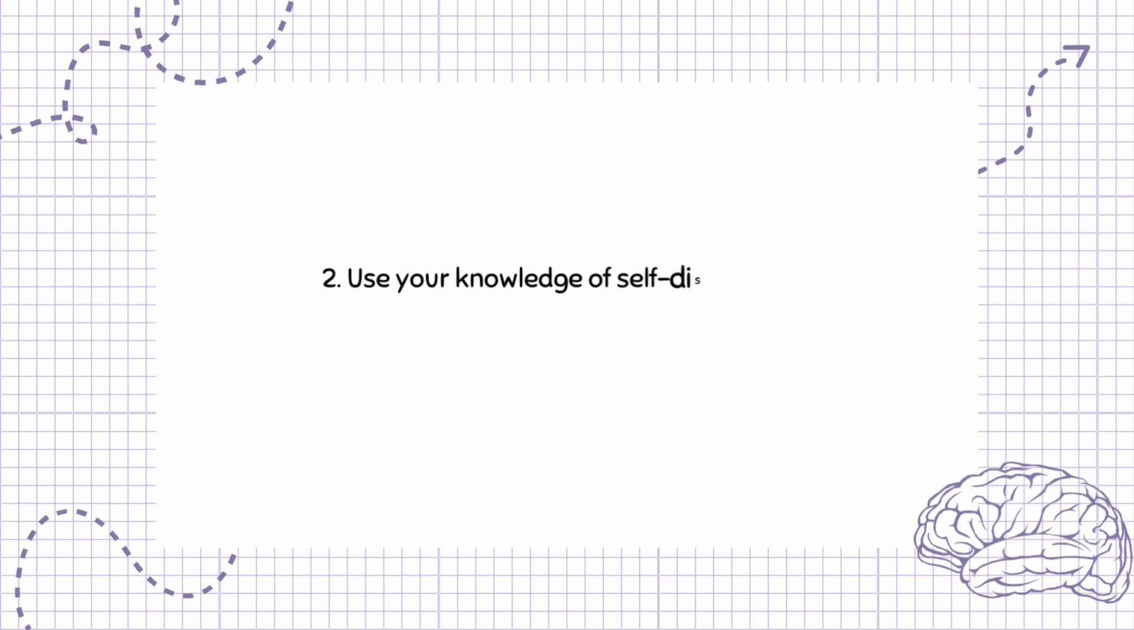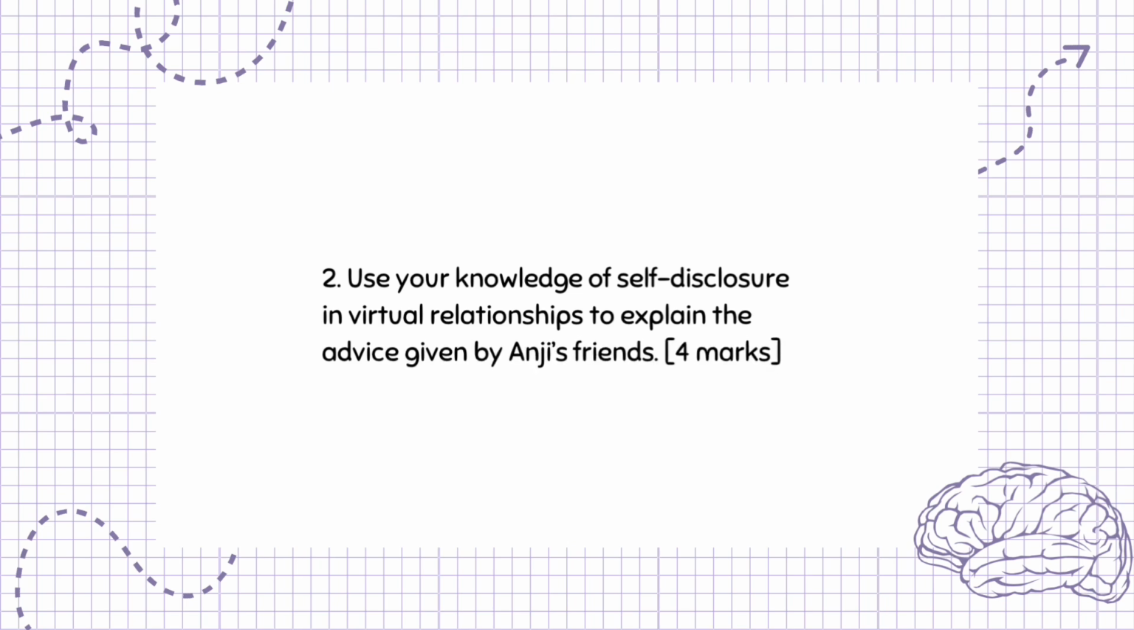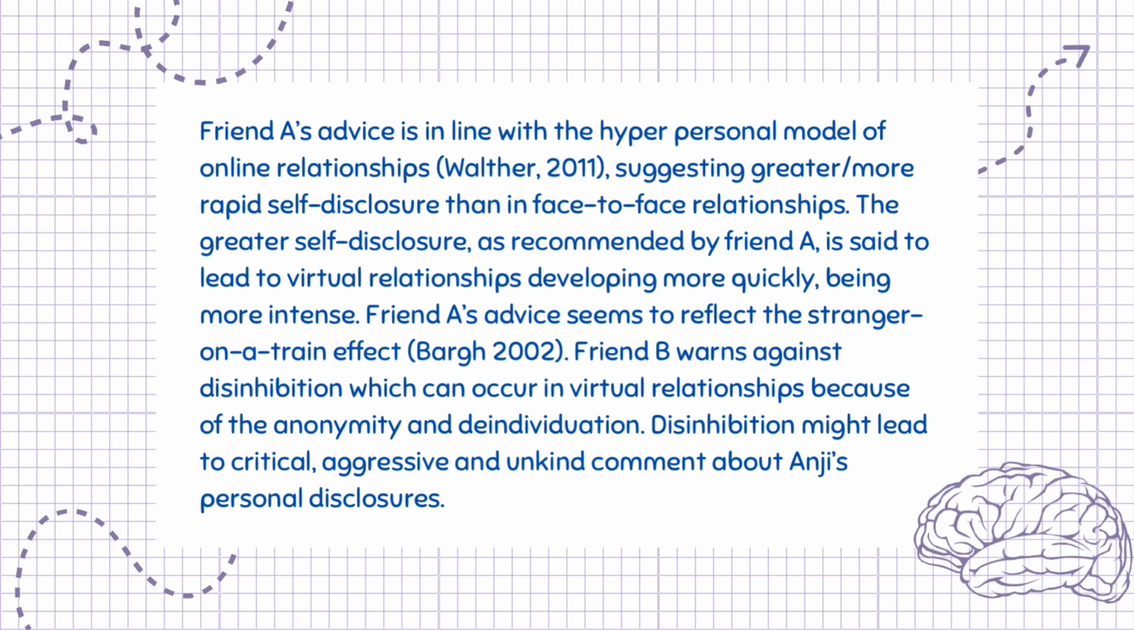Question 2. Use your knowledge of self-disclosure in virtual relationships to explain the advice given by Angie's friends. 4 marks. Friend A's advice is in line with the hyper-personal model of online relationships, Walther, 2011, suggesting greater and more rapid self-disclosure than in face-to-face relationships. The greater self-disclosure, as recommended by Friend A, is said to lead to virtual relationships developing more quickly and being more intense. Friend A's advice seems to reflect the stranger on a train effect, Rubin, 2002. Friend B warns against disinhibition, which can occur in virtual relationships because of the anonymity and de-individuation. Disinhibition might lead to critical, aggressive, and unkind comments about Angie's personal disclosures.